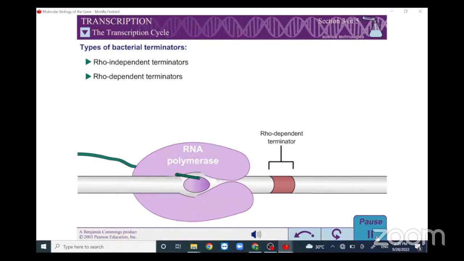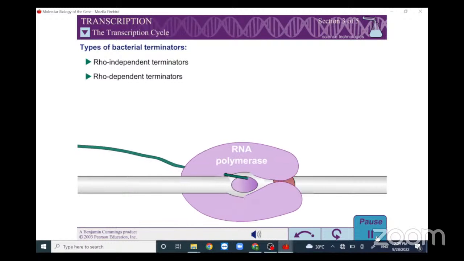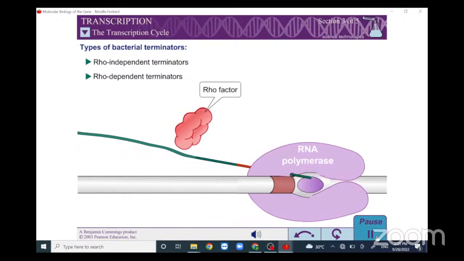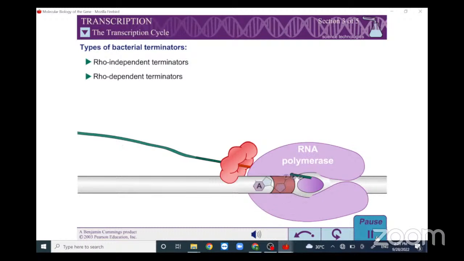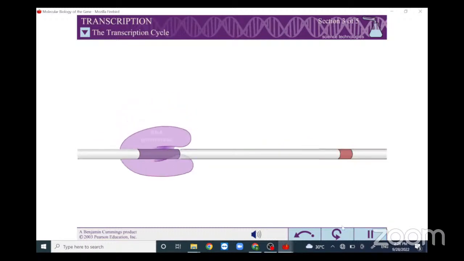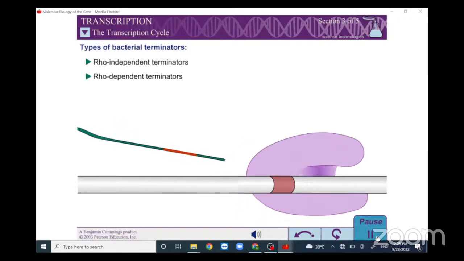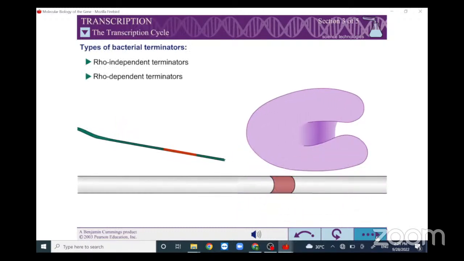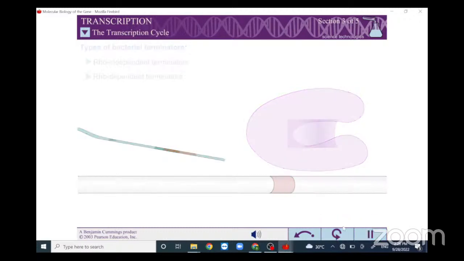What is a rho dependent terminator? Can you understand what is a rho dependent terminator? Just see there, you have a rho factor. This rho factor comes and attaches to the particular place where you have to stop. Once it attaches there, it is going to stop at that particular place and cut down there. So this is your rho dependent terminators. I hope I am making sense and I hope you all understand.